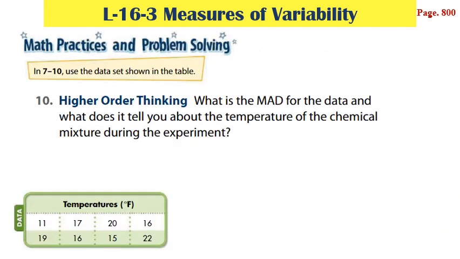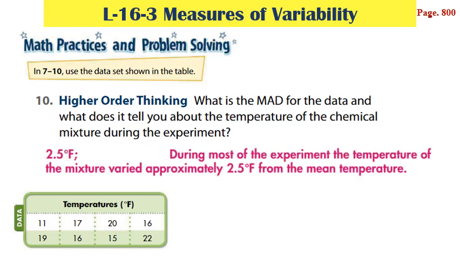Number 10, which is a higher order thinking question. Are you ready? Great. Our question is: what is the MAD for the data and what does it tell you about the temperature of the chemical mixture during the experiment? Excellent. 2.5 degrees Fahrenheit. During most of the experiment the temperature of the mixture varied approximately 2.5 degrees Fahrenheit from the mean temperature.